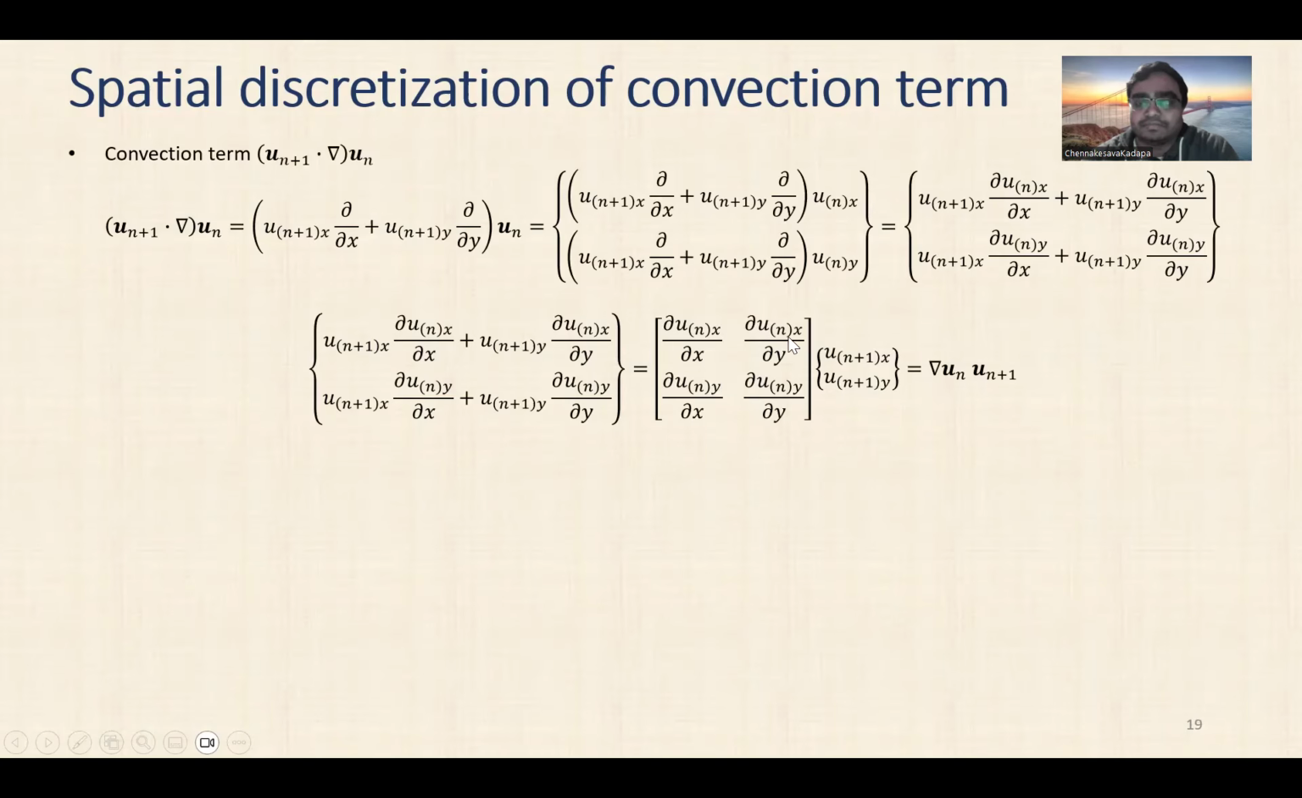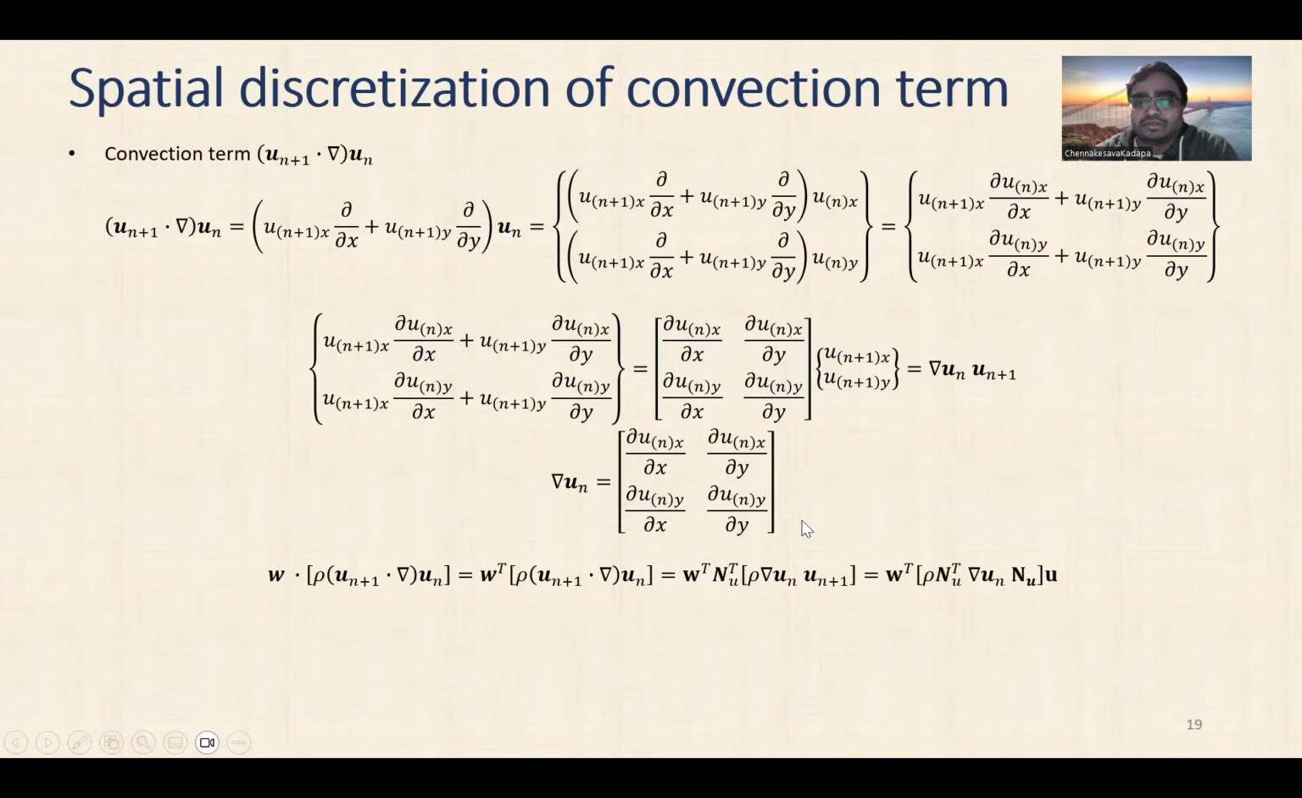So this is actually our gradient tensor, in 2D del un, and this is our velocity vector unknown un plus 1. So this is a known quantity. We can evaluate it at every Gauss point, and we discretize u. Okay, so we discretize un plus 1 as Nu u, similar to what we did before. For the test function and also after separating w transpose and u, the term inside the bracket is the stiffness contribution to Ku, rho Nu transpose del un Nu.